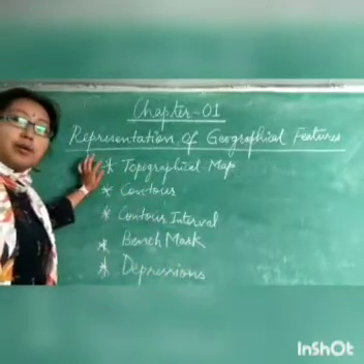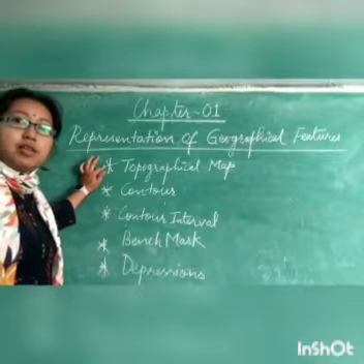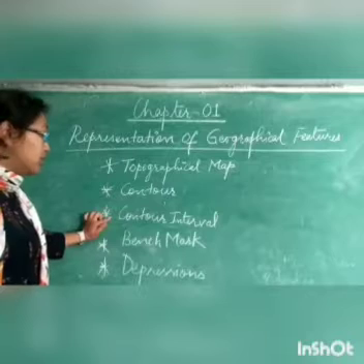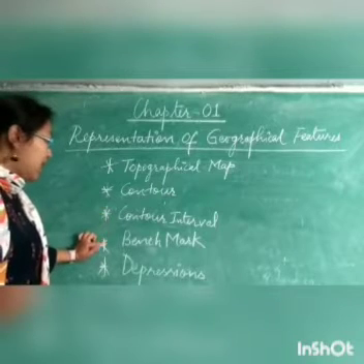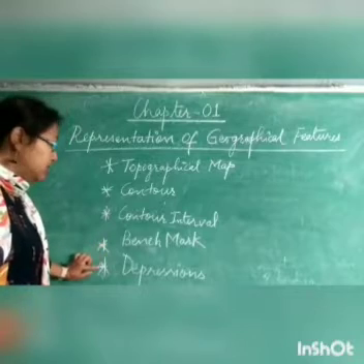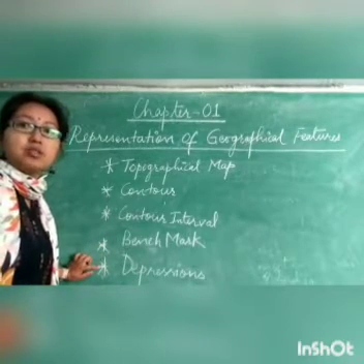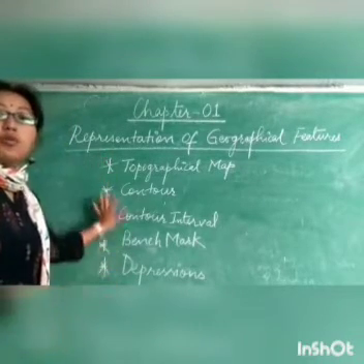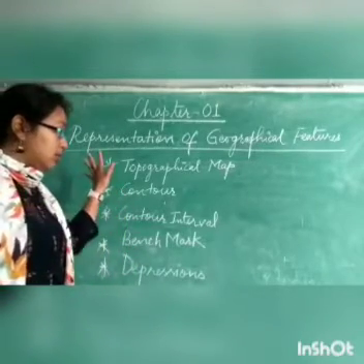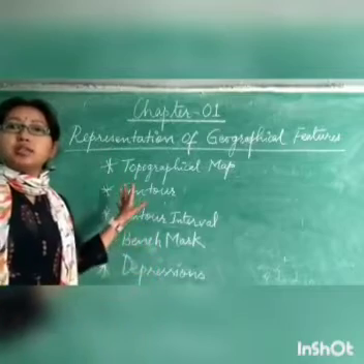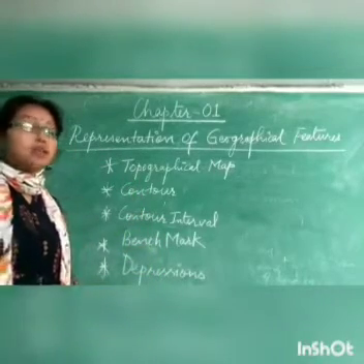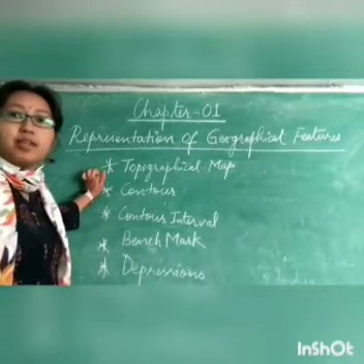So here the first term is topographical map. Second term is contour. Third is contour interval. And the fourth one I have written here is benchmark. And the last one is depressions. So these are the new words which we are going to learn in this chapter, right? Okay, so let's begin with the first term, that is topographical map.